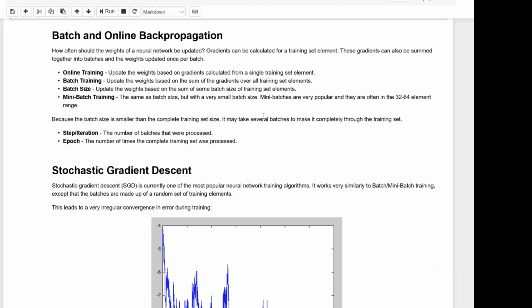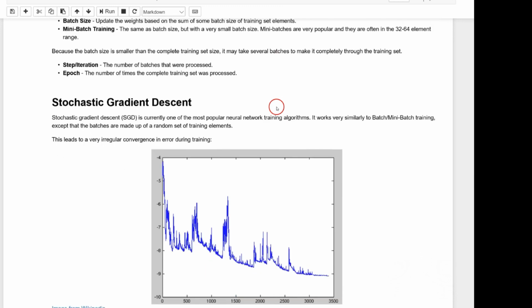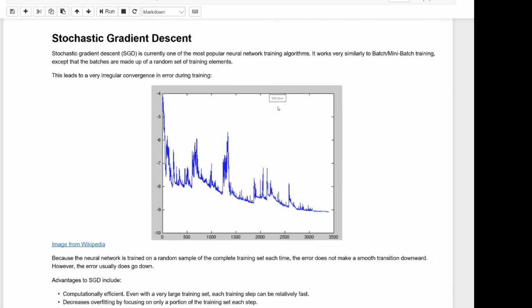Step and iteration, that is just how many training cycles the neural network has gone through. Step, iteration, or epoch. All right, now we'll look at stochastic gradient descent, which is often used in conjunction with mini batch training. Stochastic gradient descent provides a very stochastic or random descent. What's happening is rather than calculating the gradients with the entire data set, you just pick small groups and you keep going through these random samples with replacement of the neural network training data.